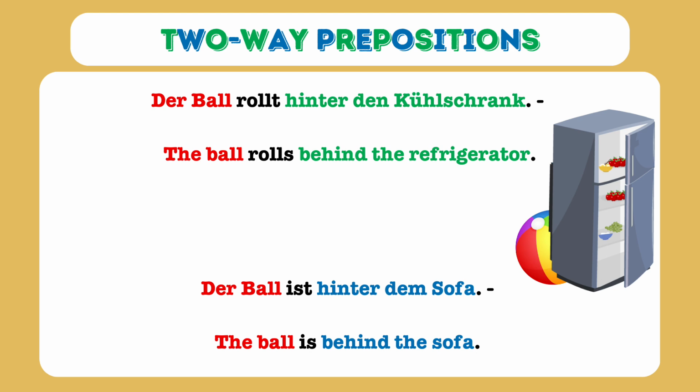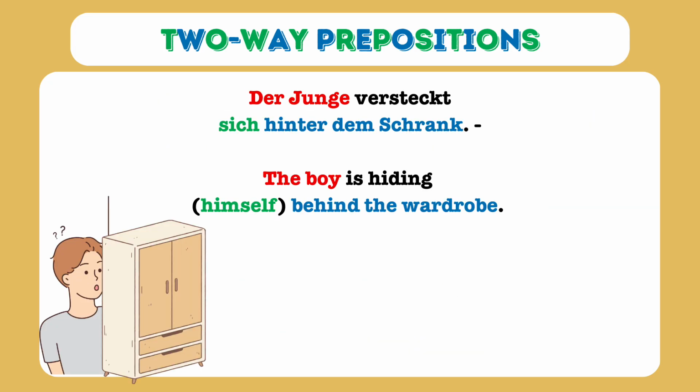Der Ball ist hinter dem Sofa. The ball is behind the sofa. We're talking about the static location of the ball, which gives us the dative case, hinter dem Sofa. Der Junge versteckt sich hinter dem Schrank. The boy is hiding himself behind the wardrobe.